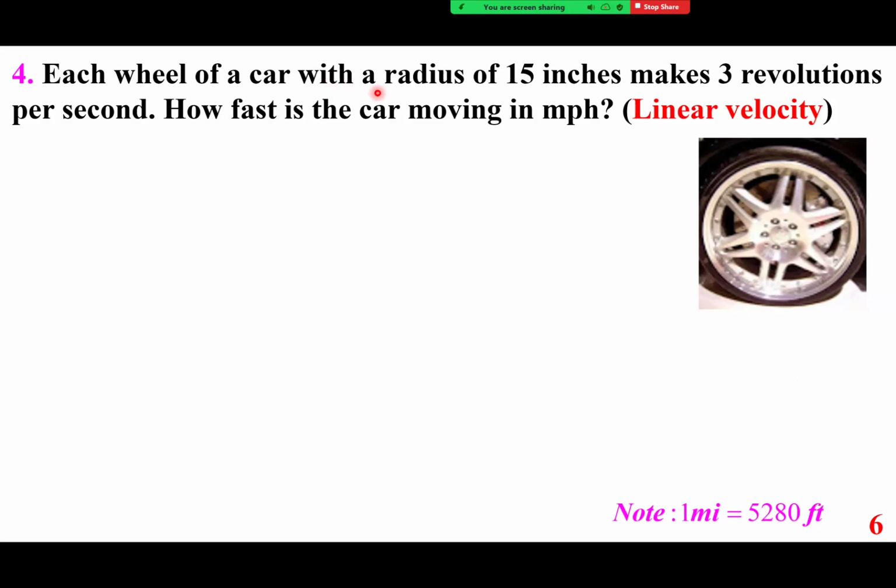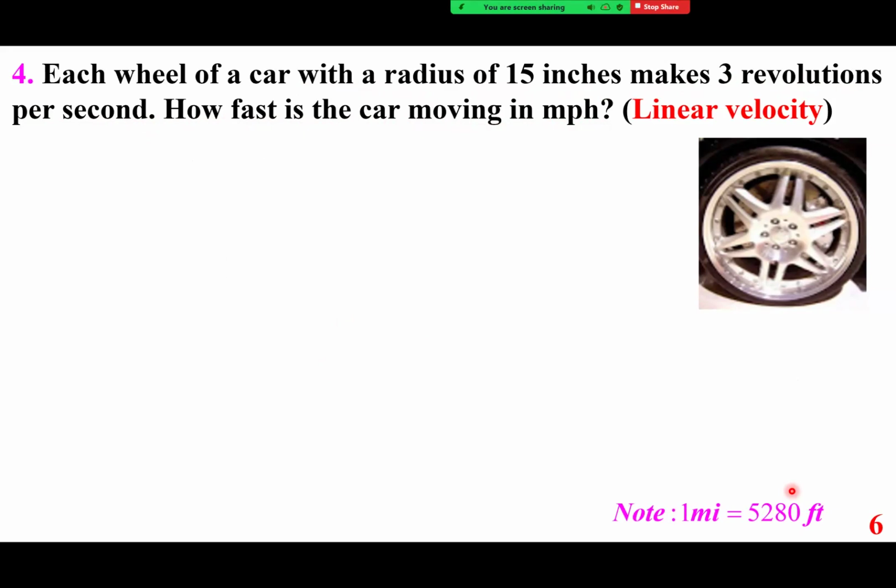Each wheel of a car with a radius of 15 inches makes 3 revolutions per second, RPS. Revolutions per second, revolution, 2 pi radians each one. How fast is the car moving in mph, miles per hour, or linear velocity? Reminding everybody that 1 mile is 5,280 feet. So the question is, what is given?